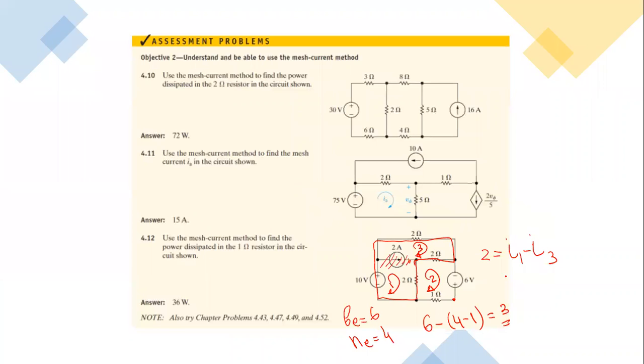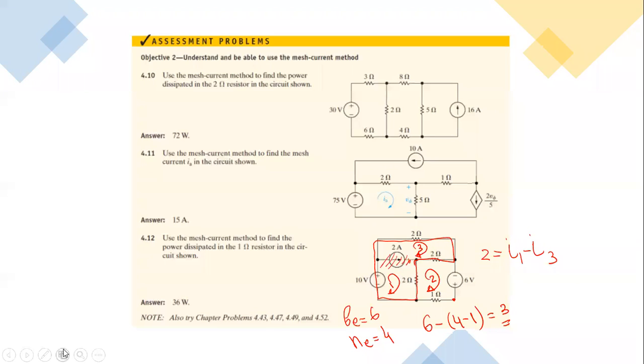And as I told you, always the third equation will come from inside the super mesh or inside the super node if we are having a super node. So now you have one KVL written for this mesh, another KVL for the super mesh, and here is your third equation, and you can solve the problem.